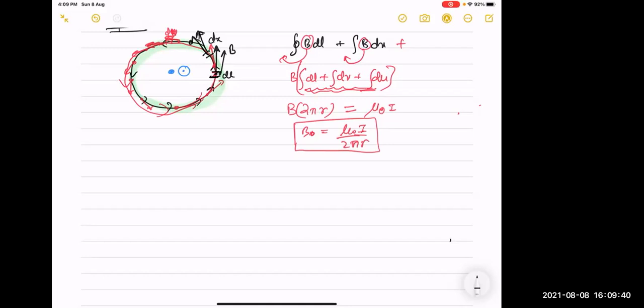So the first part is when r is bigger than a. So it's the loop that's outside. The length of it is 2 pi r, which is the perimeter. And the current is the current going through the wire, because it is enclosed by the loop. So using Ampere's circuital law, they got B is equal to mu naught I by 2 pi r.